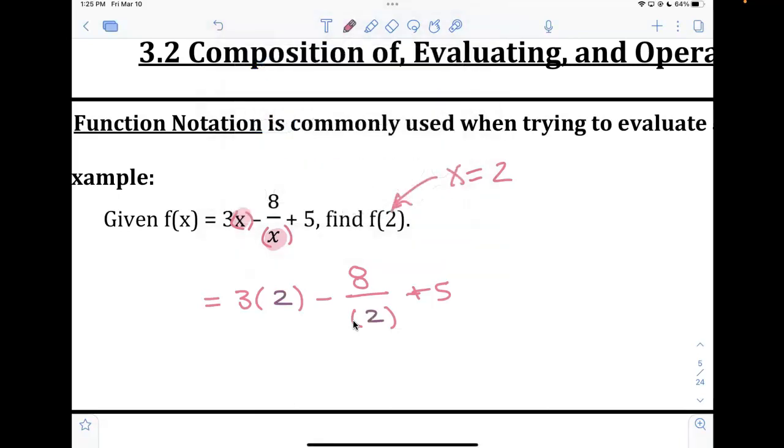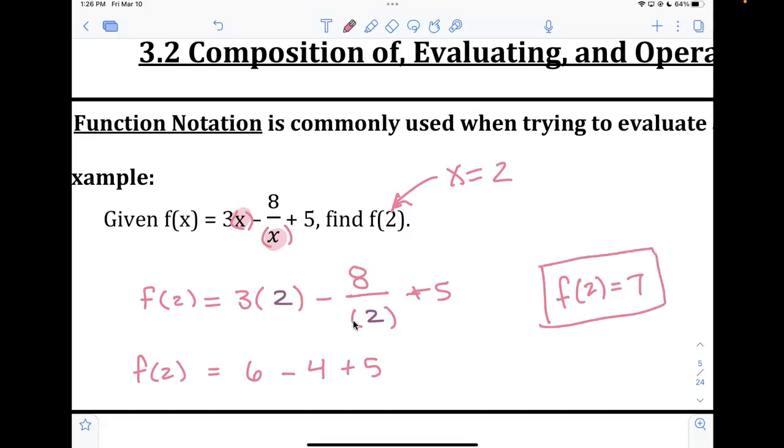So anywhere you have an x, we are putting in the value 2, and then we're just going to simplify that. So 3 times 2 gives us 6. 8 divided by 2 gives us 4, minus 4, plus 5. And the notation piece, we just leave that as f of 2 on the left side. So we don't actually do anything on the left side. It just stays the notation. Like, hey, we're finding the function value when x equals 2. So 6 minus 4 is 2. Plus 5 gives us 7. So we would say f of 2 equals 7. So the function or y value equals 7 when x is 2.